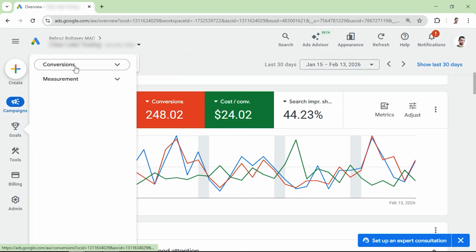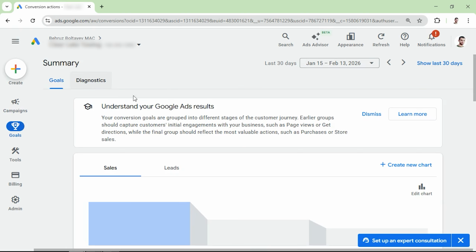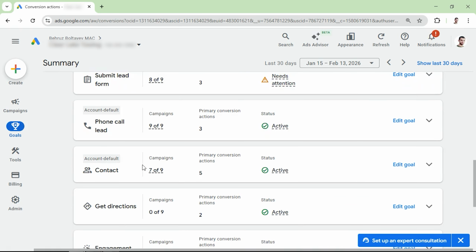So we're going to go to goals, and in conversions, we're going to go to summary. With this particular account, we're mostly tracking phone call related conversions. And if you see it from here, these phone call related conversions can be included in this category and in the contact section.